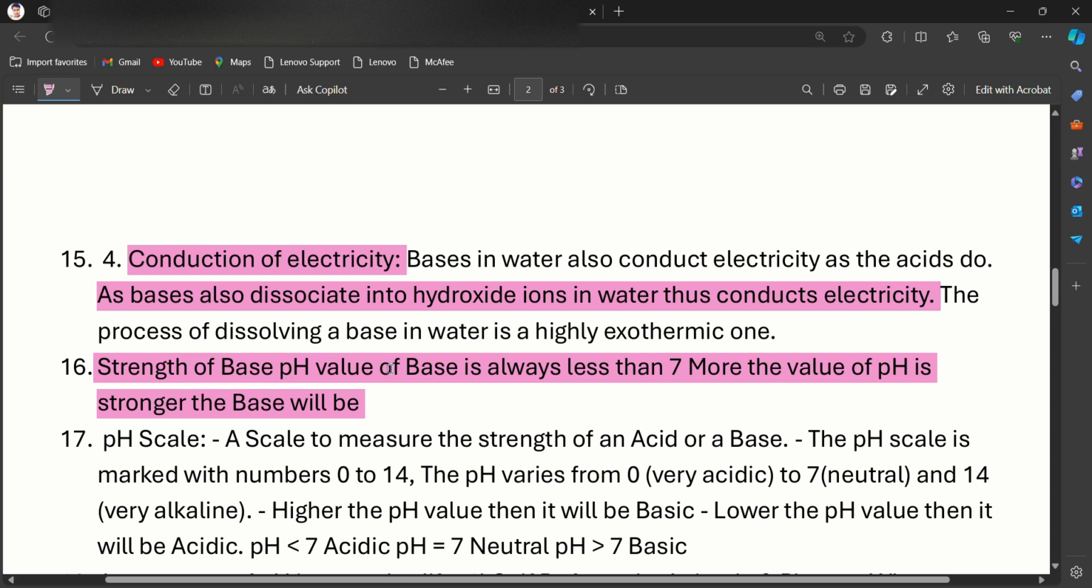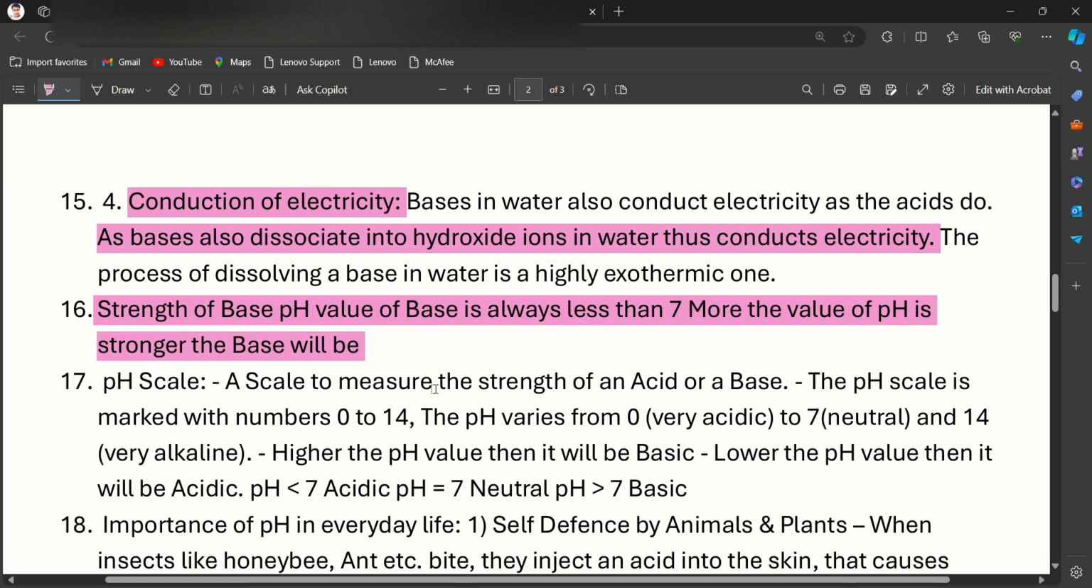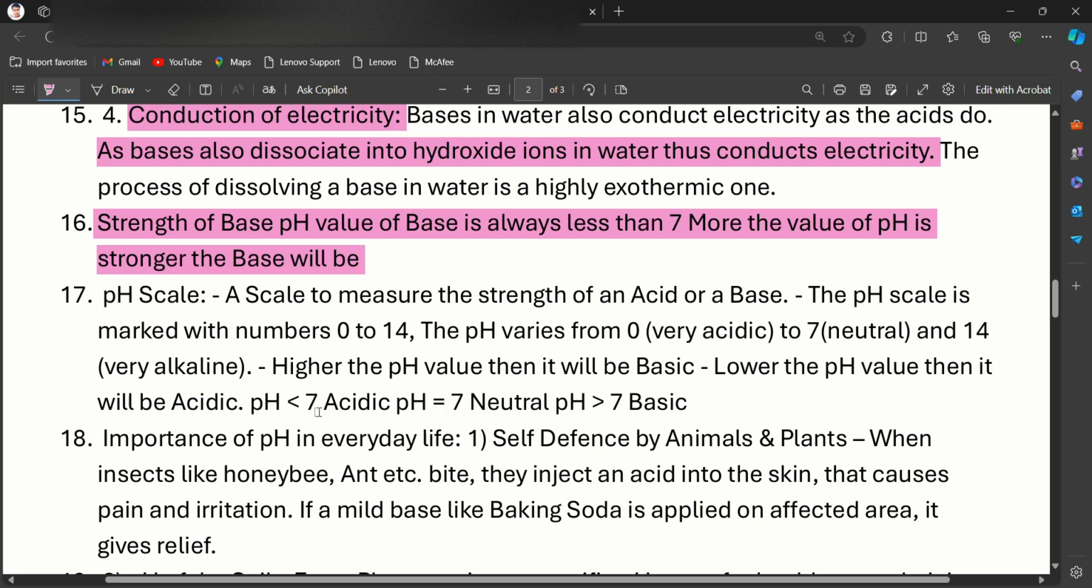Okay, strength of bases, same as the pH. The pH value of base is always... Forget it. What is he saying? Simply remember that the pH value of bases should be greater than or equal to 7. Equal to 7 is the middle range, or you can say the borderline of the acid and bases. So greater than 7 it is base, less than 7 it is acid.